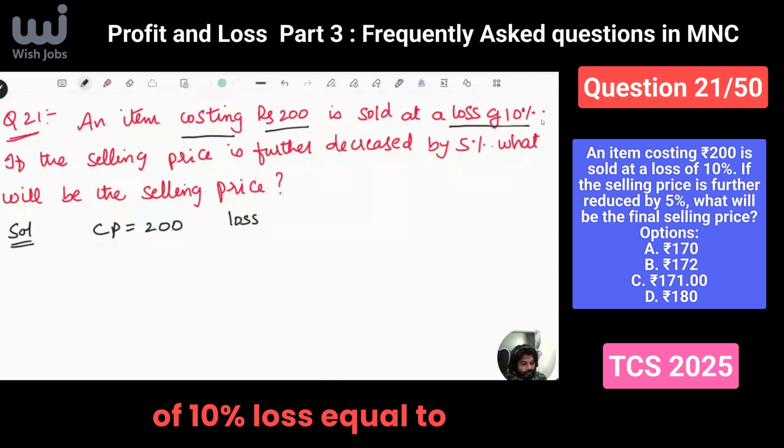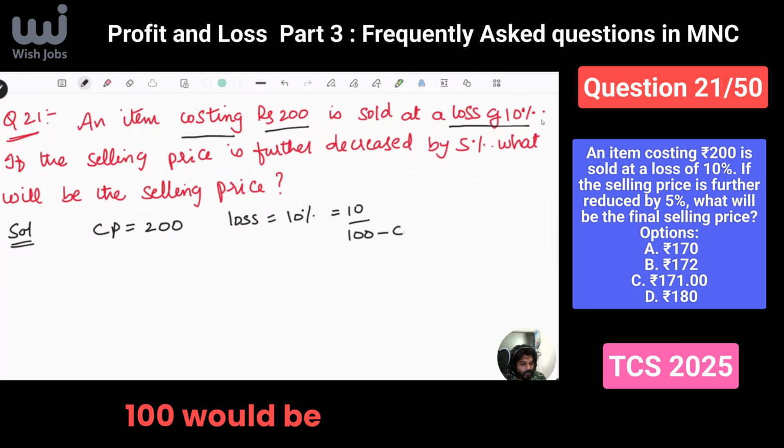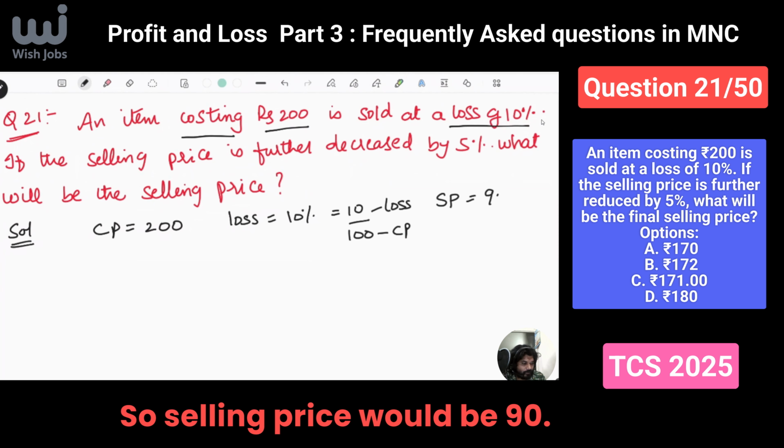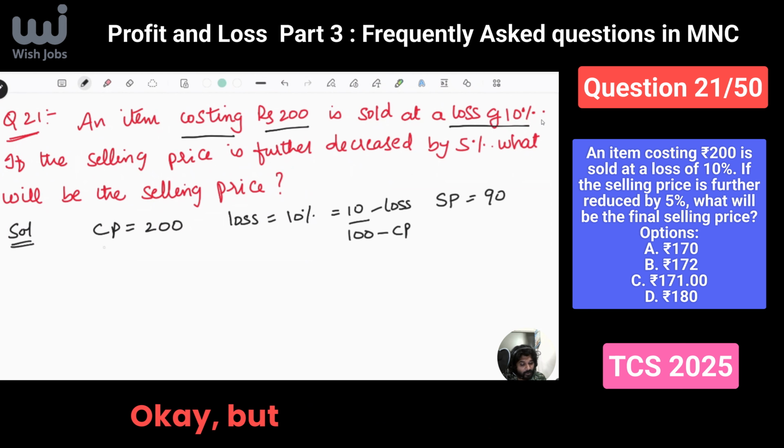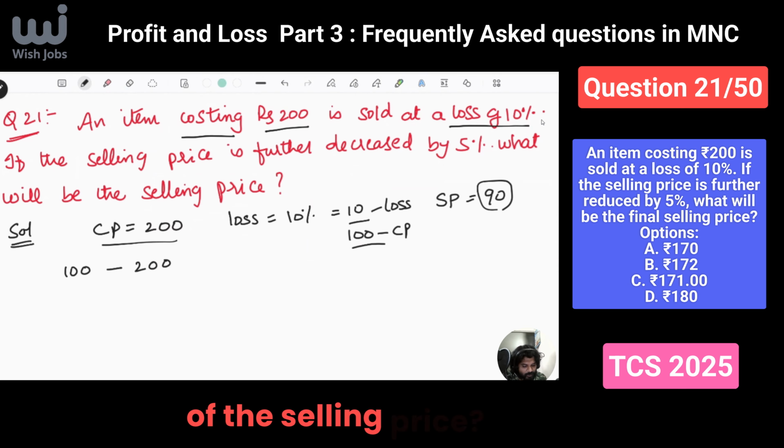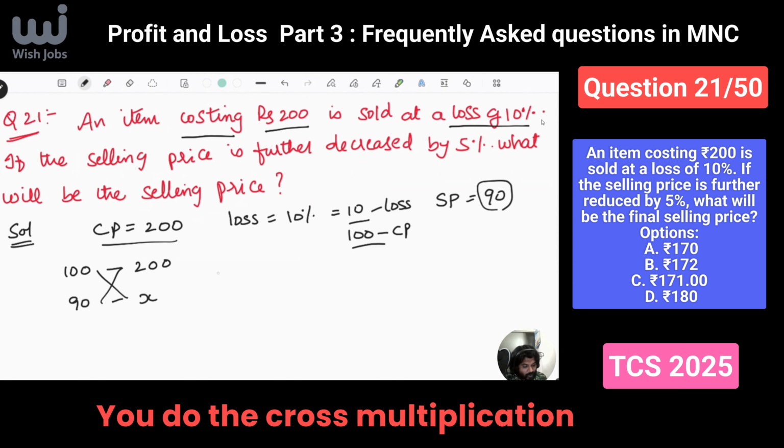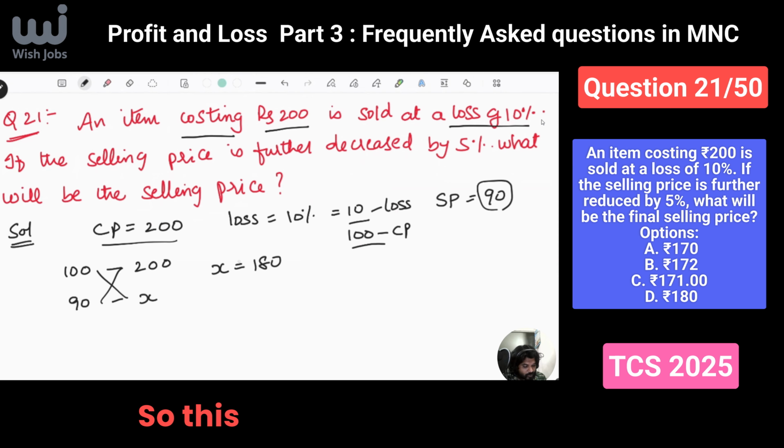Loss equal to 10%, which means 10 by 100. 100 would be the cost price, 10 would be the loss, so selling price would be 90. Okay, but when we say 100 is cost price, in reality it is given as 200. So 100 is equal to 200, then what is the selling price? 90 will be X. You do the cross multiplication, X equal to 180. So this is the selling price.